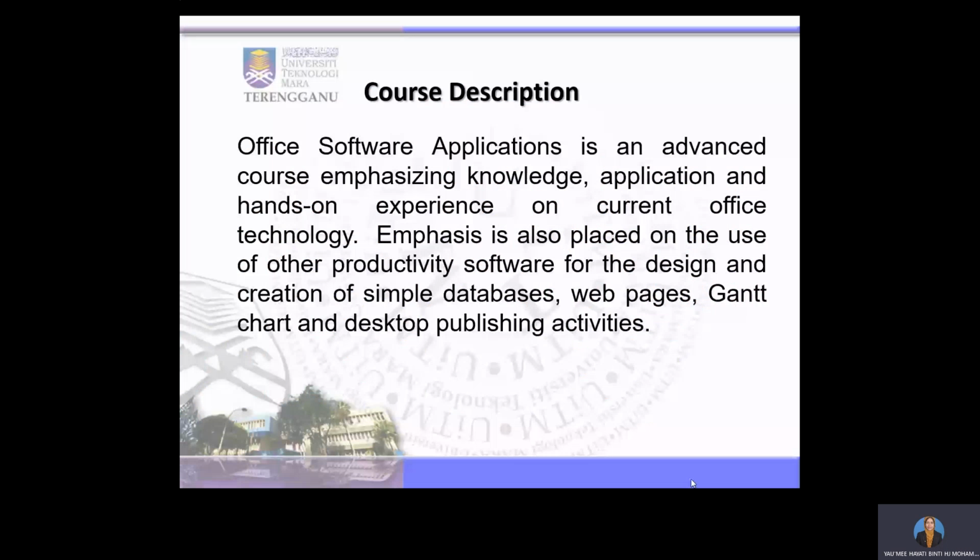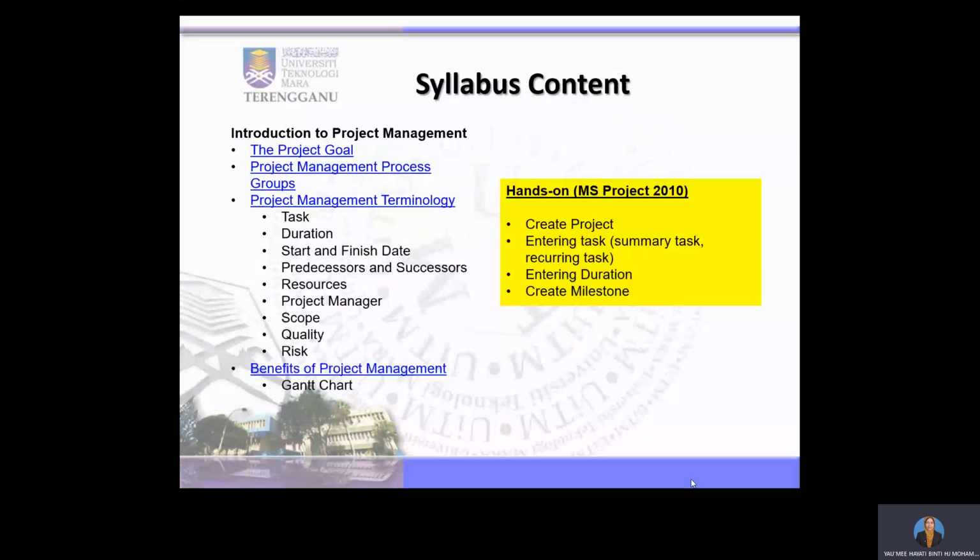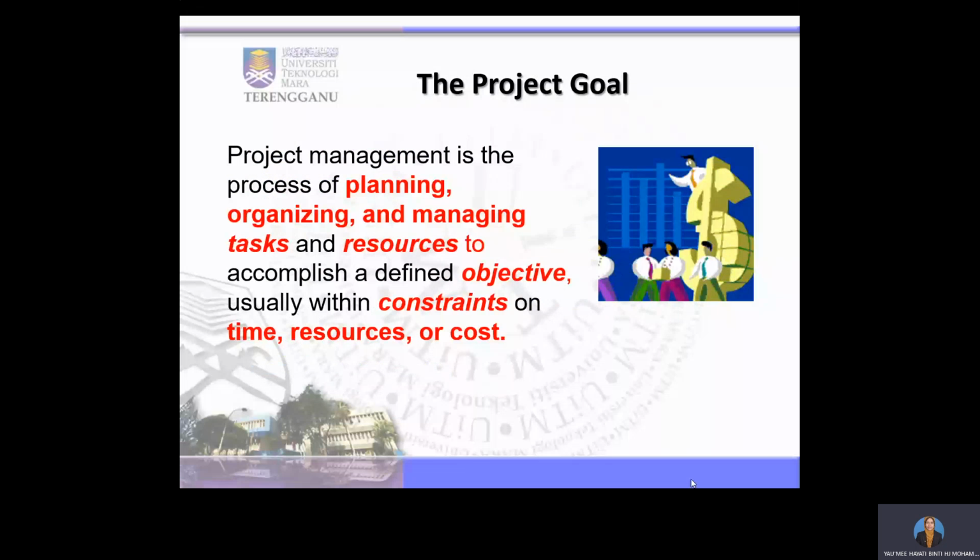The first thing you need to do when planning a project from scratch is to learn how to effectively run the project. So we are going to start with the terminology of project management. Project management is the process of planning, organizing, and managing tasks and resources to accomplish a defined objective, usually with constraints on time, resources, or costs.